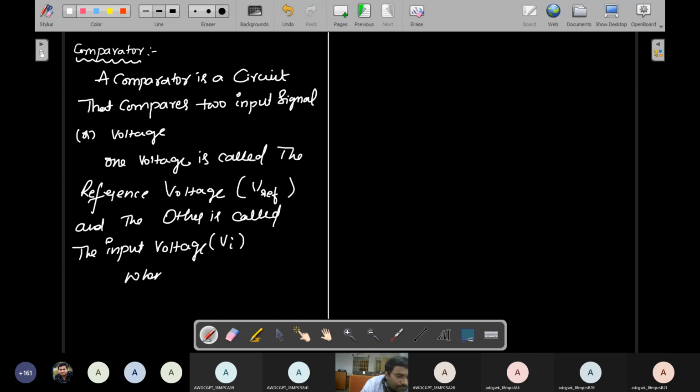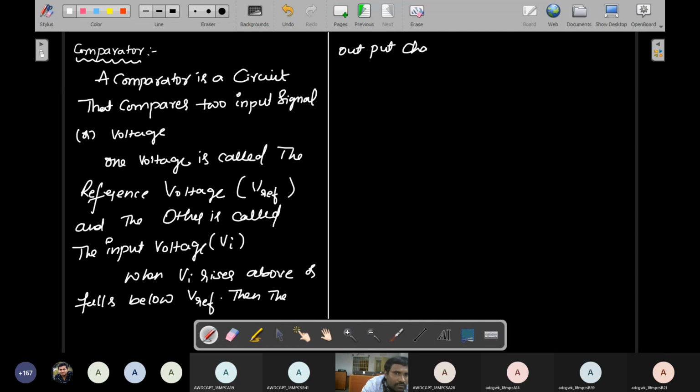So when VI rises above or falls below V reference, that is, whatever input voltage we take rises above or falls below the reference voltage, then the output changes polarity.